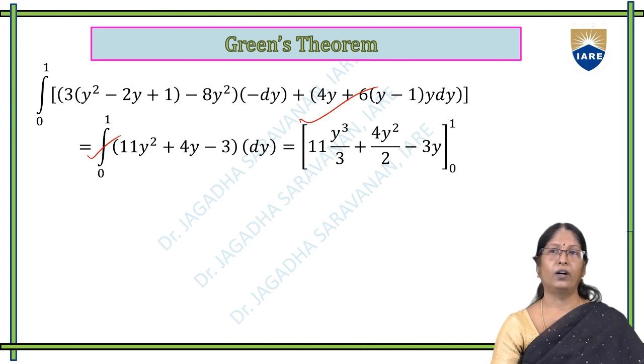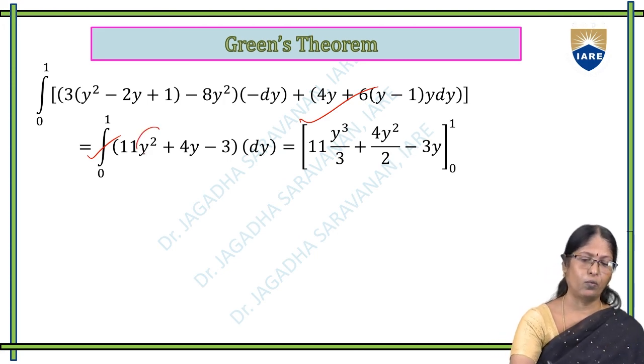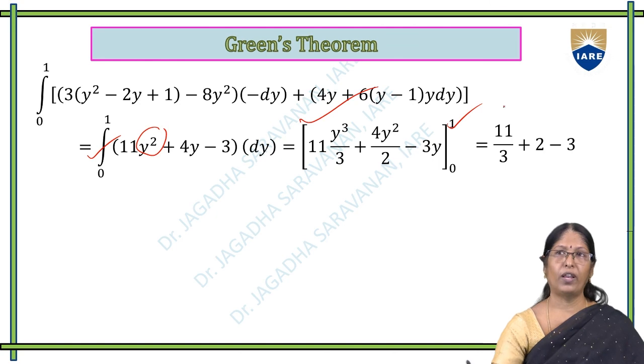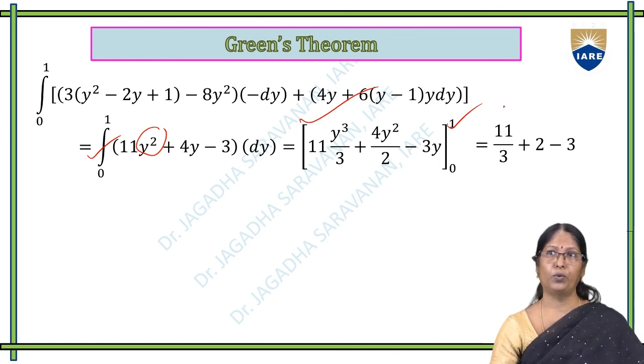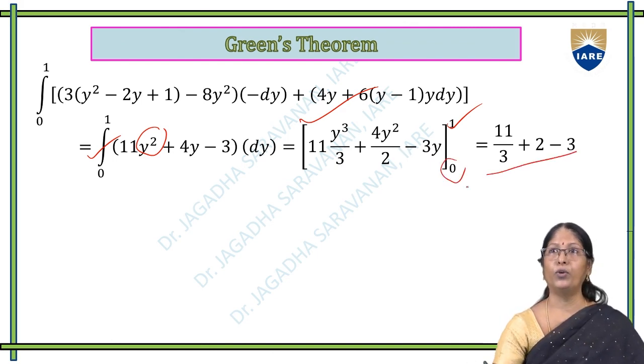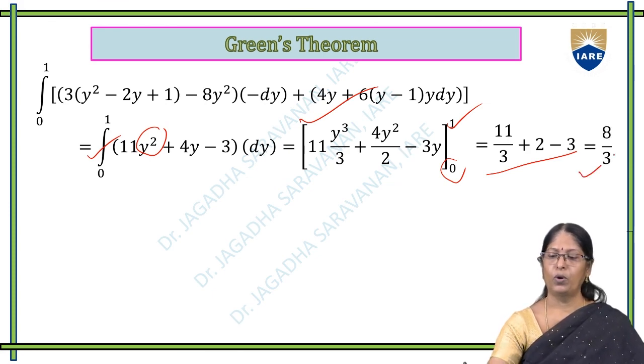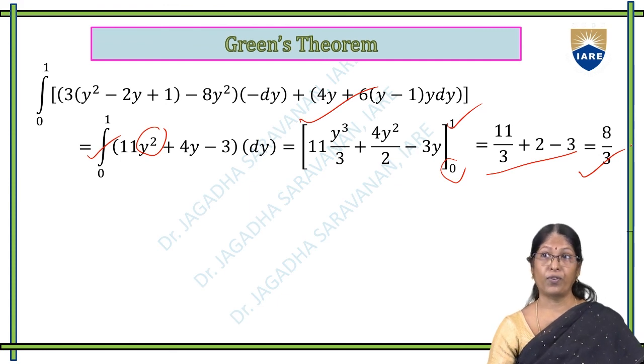And we did the integration. That is, regarding y square, we obtained 11y cubed by 3 plus 4y square by 2 minus 3y from 0 to 1. So the upper limit, the value is 1. So 11 by 3 plus 2 minus 3. This is the upper limit value minus the lower limit value. Anyway, the lower limit is zero, so it is not shown here. So we derived the result from A to B is 8 by 3.